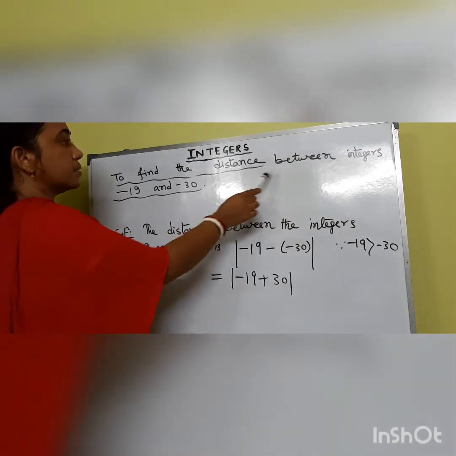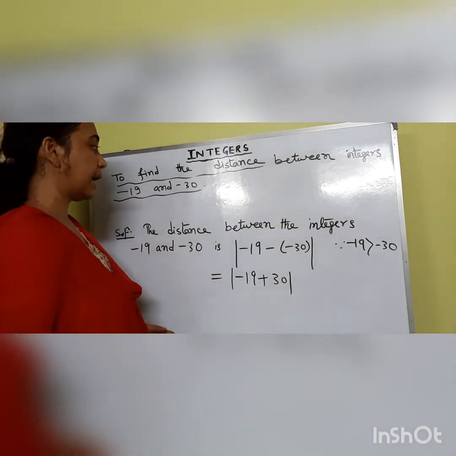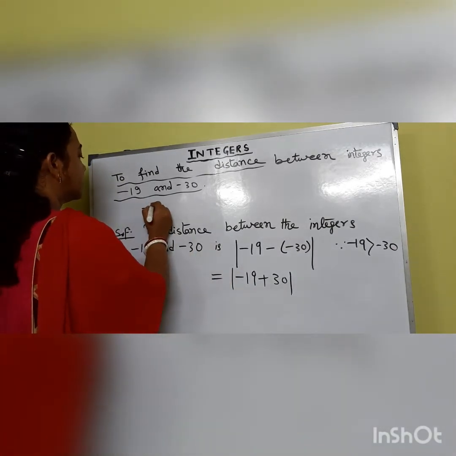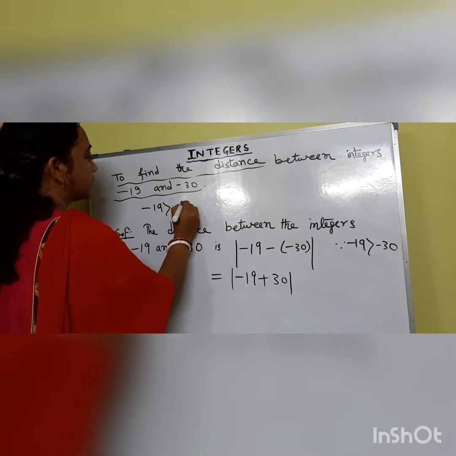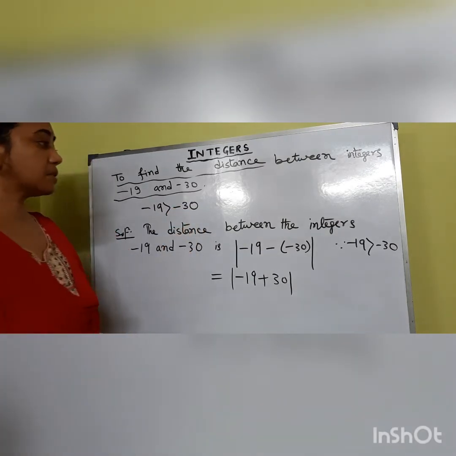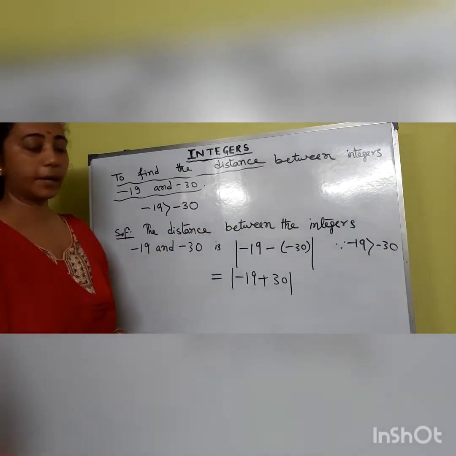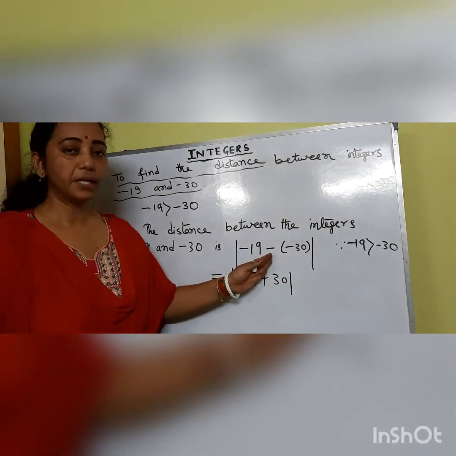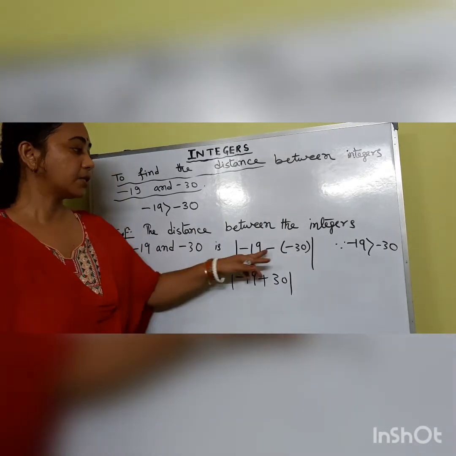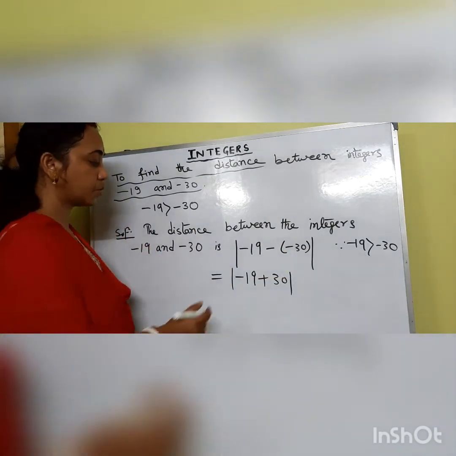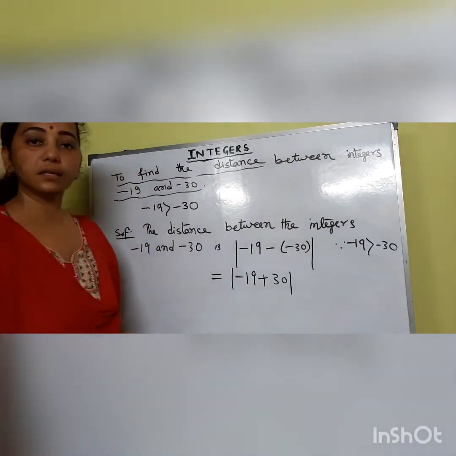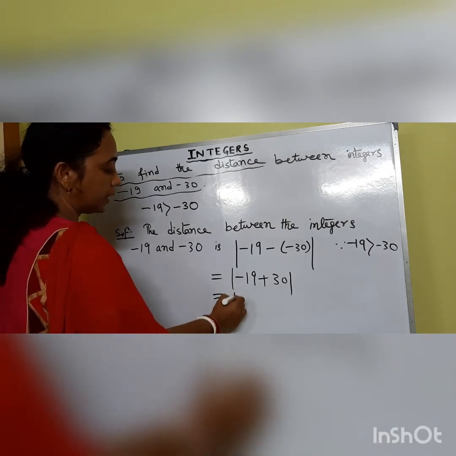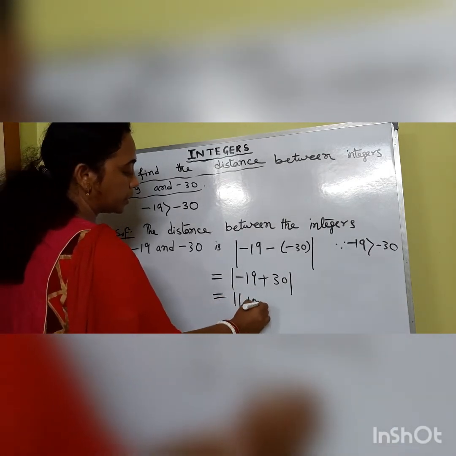So, to find the distance between the integers minus 19 and minus 30, here minus 19 is greater than minus 30. So, the distance between the integers minus 19 and minus 30 is given by modulus of minus 19 minus of minus 30. As minus multiplied by minus becomes plus, so it is minus 19 plus 30. So, if we subtract 19 from 30, then we get 11. So, it will be 11 units.